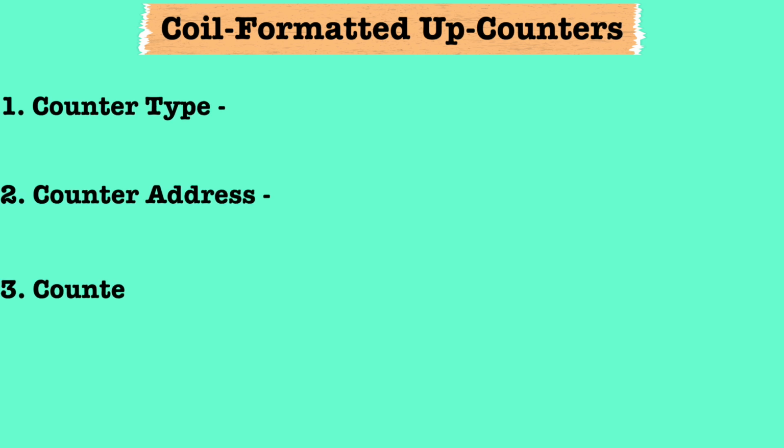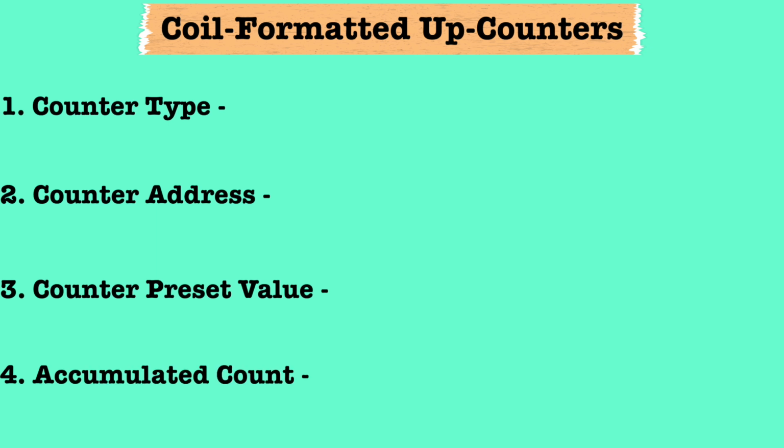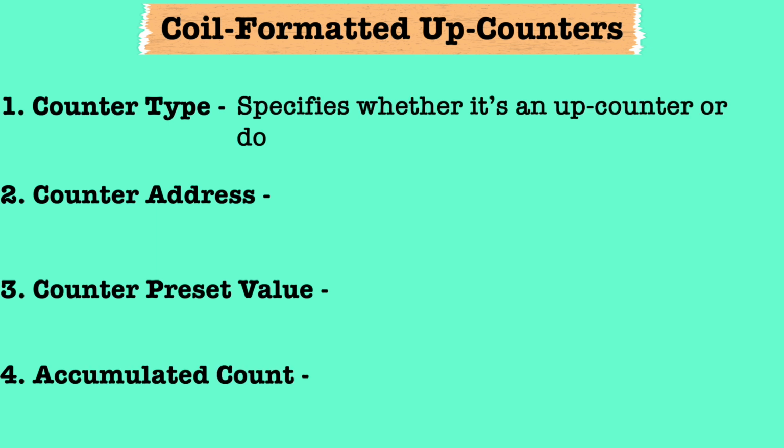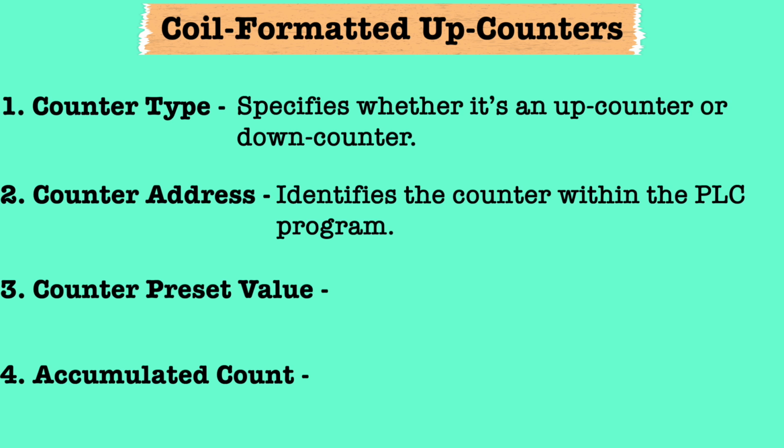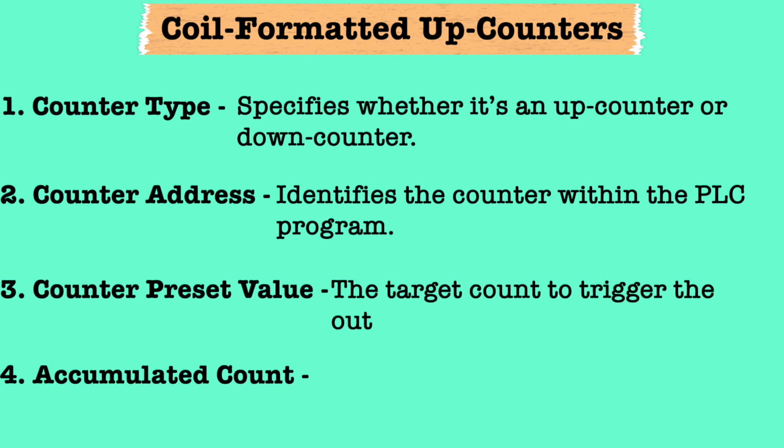Key parts of the instruction included in the coil format up counters are counter type, counter address, counter preset value and accumulated count. Counter type specifies whether it's an up or down counter. Counter address identifies the counter within the PLC program. Counter preset value is the target count to trigger the output, and the accumulated count is the current count value.